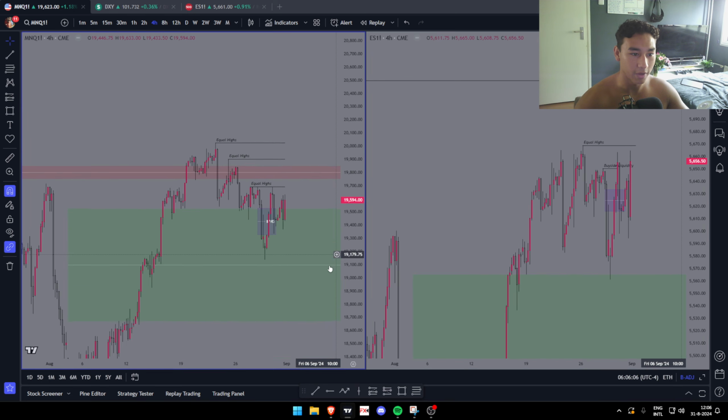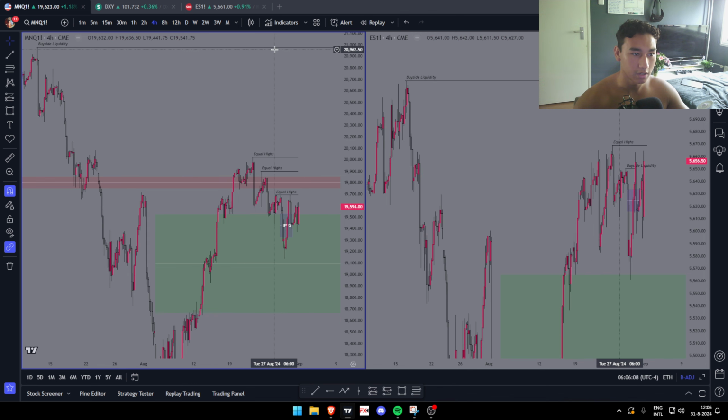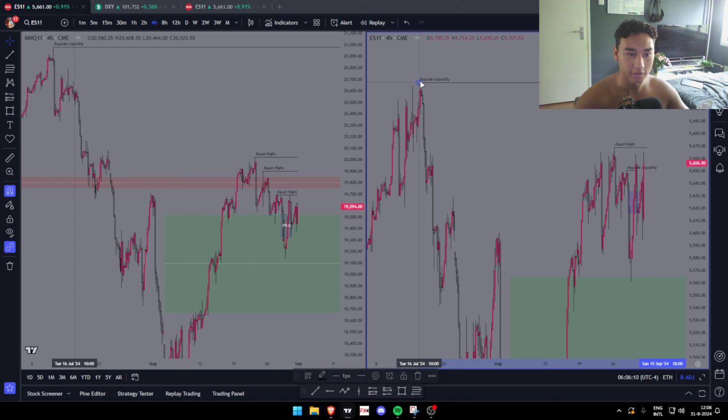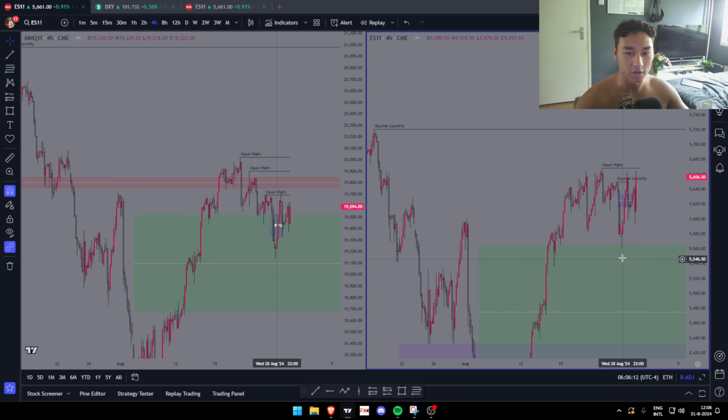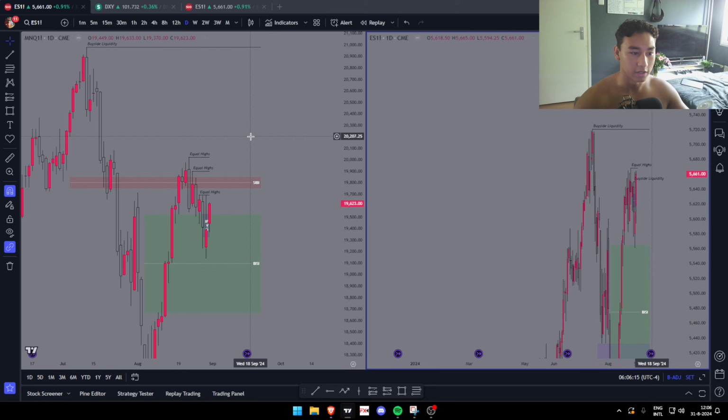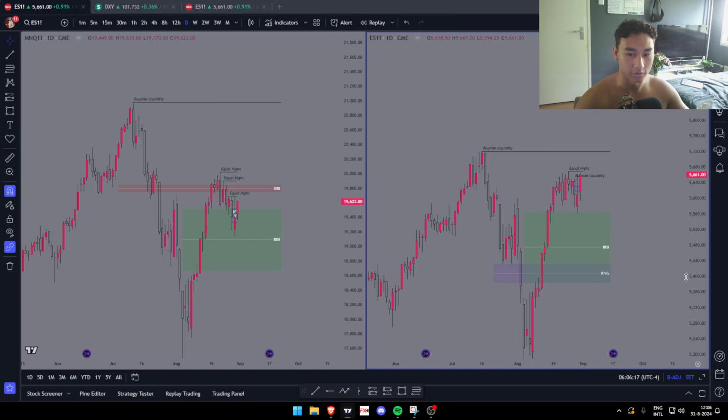candle. But from there I was expecting us to run through here and then go for the buy side liquidity up here. ES looks more bullish and is more bullish because you can see the reaction there. You can see where we are in the chart here.